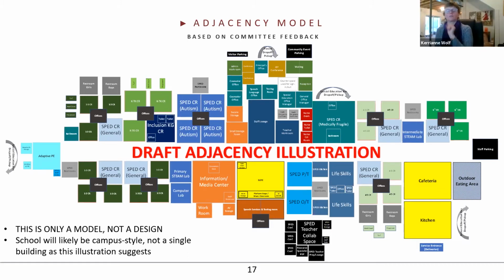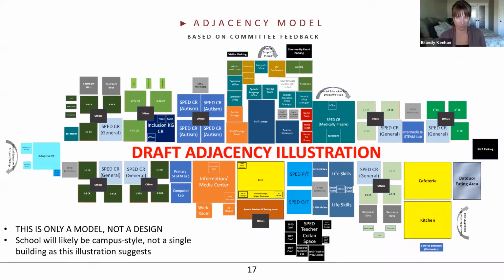So let me ask you this. What if we took the medically fragile, the OT/PT, and the life skills and kind of chunked that piece out and moved it down to the end where adaptive PE is? Because to me, having those functions right in the center of the campus, I don't know, that might be okay, as I'm thinking out loud. Do you have a strong sense, from a campus perspective, of where those should be? Should they be in the center of the campus? Should it be at one end or the other end of the campus? Any thoughts about that? I don't know.